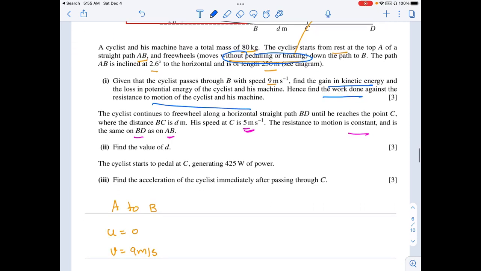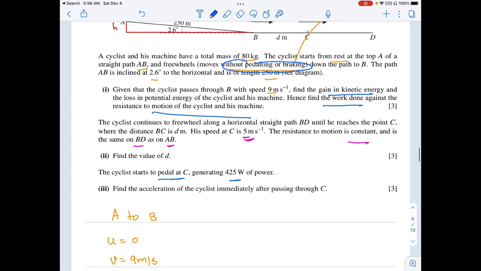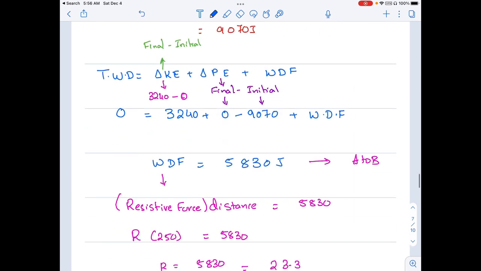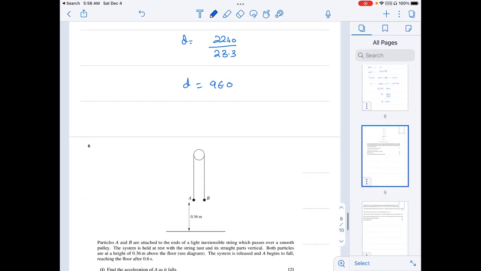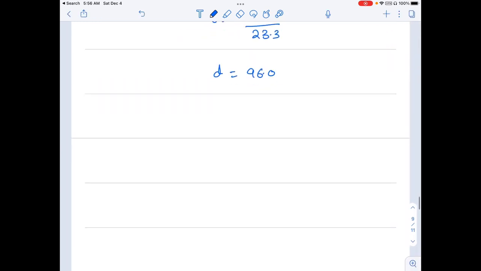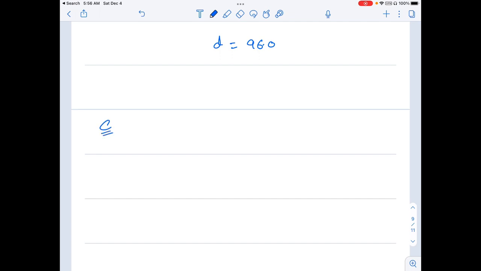Coming to the next part, the cyclist starts to pedal now at C, generating a power of 425 watts. Find the acceleration of the cyclist immediately after passing C. So let me again add a page. I am doing in detail, that's the reason the number of pages has increased. So now at C, what is happening? His power is 425 watts.